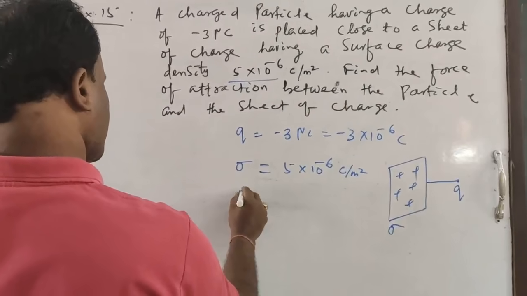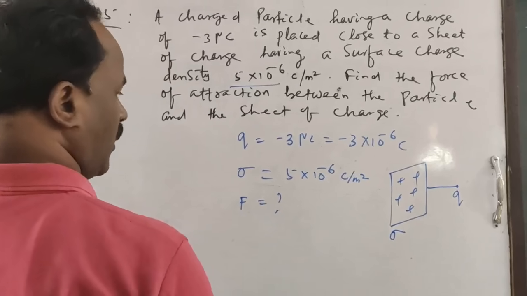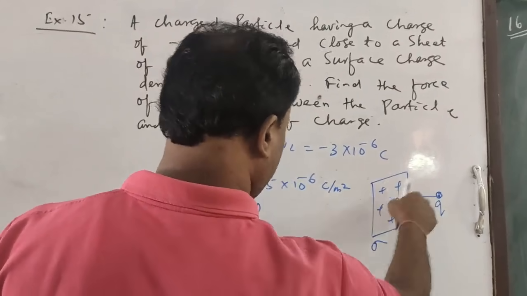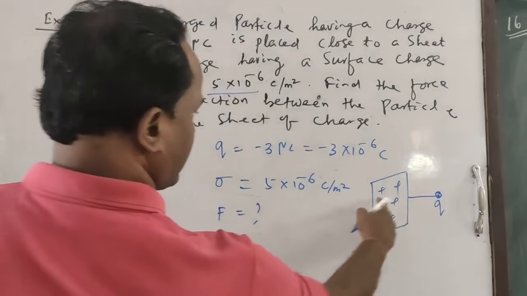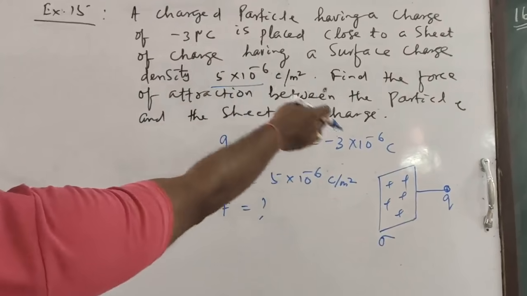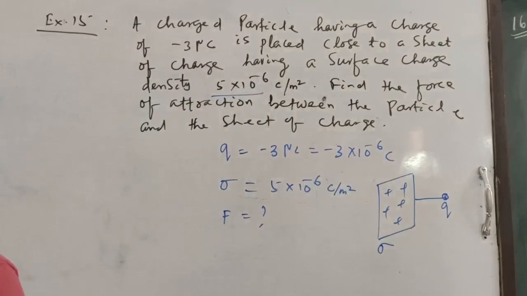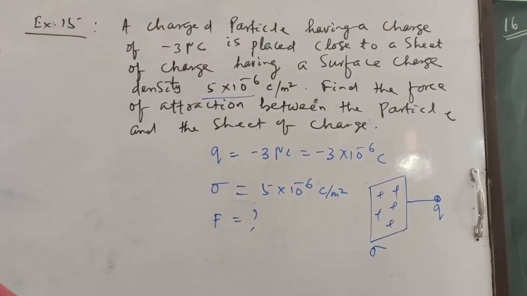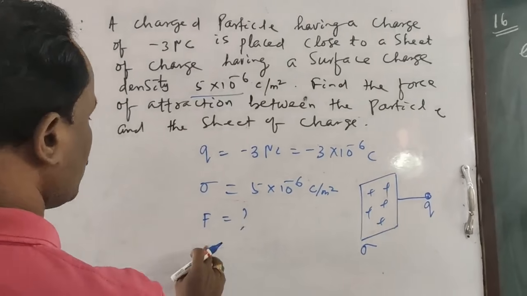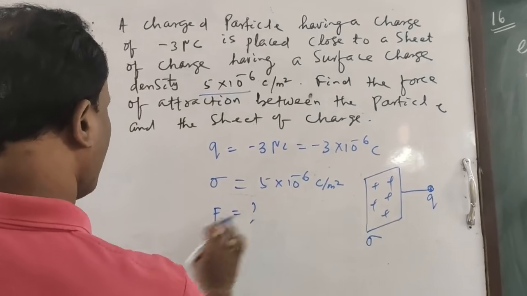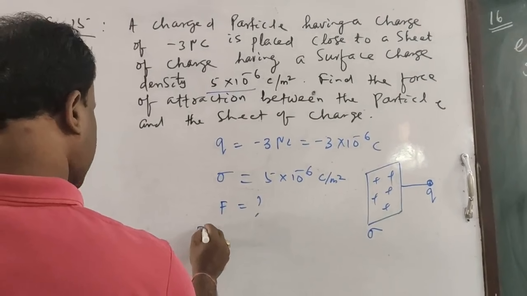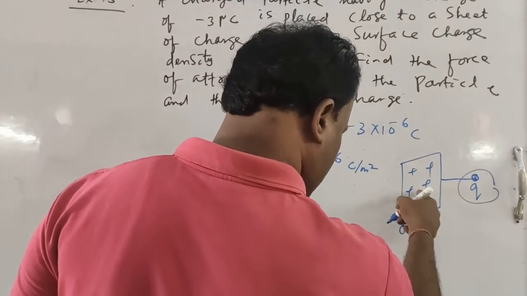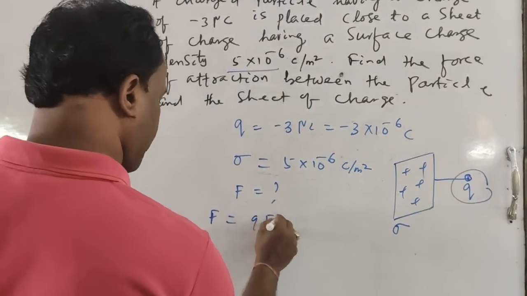Find the force of attraction between the particle of charge Q and the sheet. Since they are separated by a distance, what about the distance? We already know that the electric field strength is independent of the distance from the sheet of charge. To find the force, obviously, the force experienced by the charged particle placed in the field of this sheet is QE.